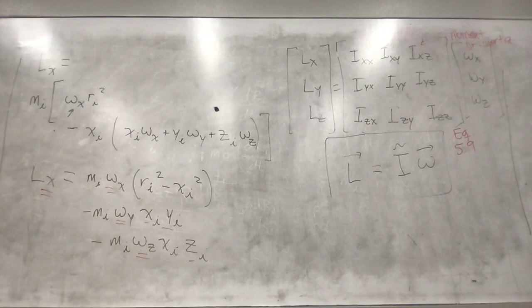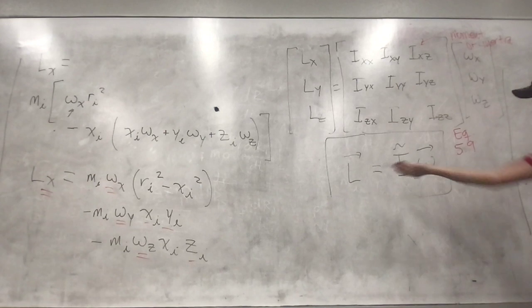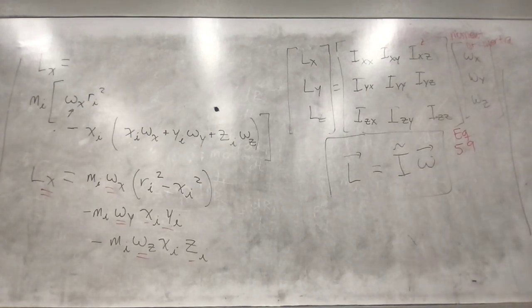This is interesting because it tells you that the angular momentum is a result of the moment of inertia operator operating on the angular velocity, which is different than, say, if you have a scalar over here and it's just the proportionality constant between those two things, the angular velocity and the angular momentum.